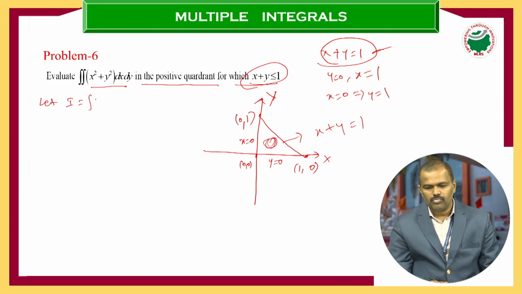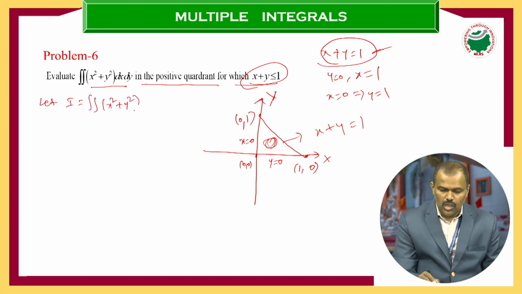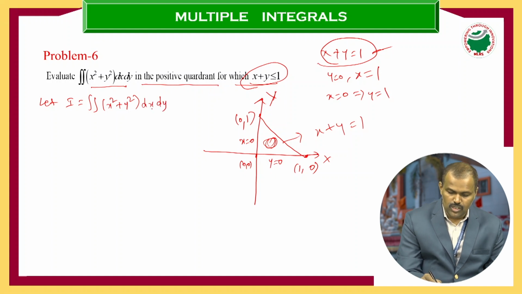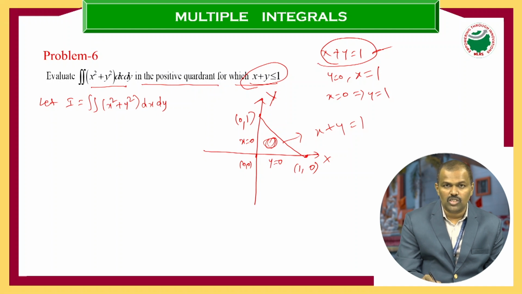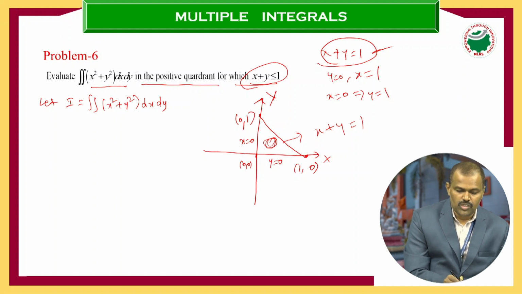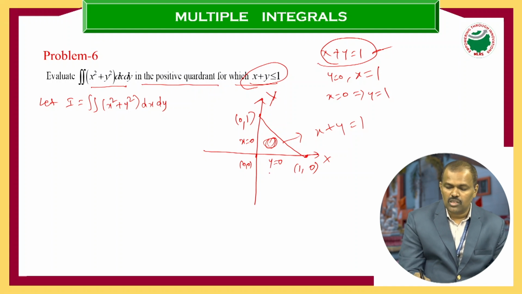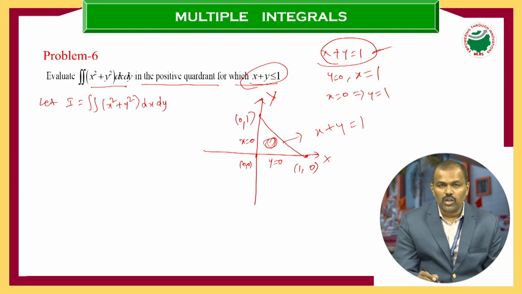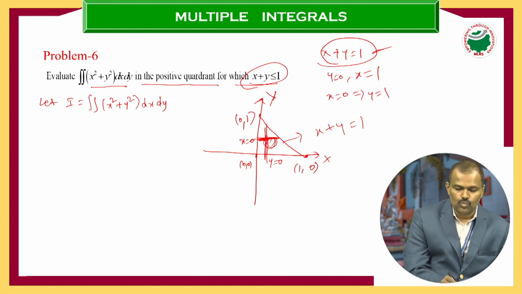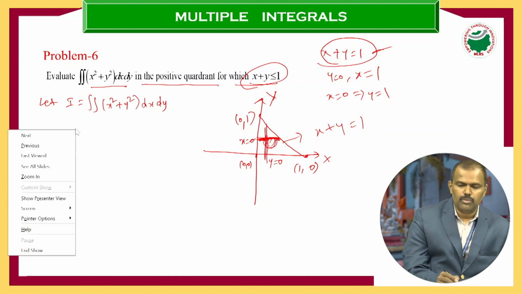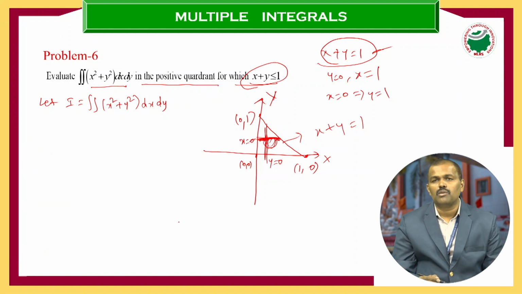This is one way, and there is another way also. Here I will take y in terms of x. That means I take the y limits first. What is the y lower limit? The lower edge is on y is equal to 0. The upper edge is on the line x plus y is equal to 1, that means y is equal to 1 minus x. This is y in terms of x. Then x is constant, and the x limits are 0 to 1. Either we can follow these limits or those limits, we get the same answer.